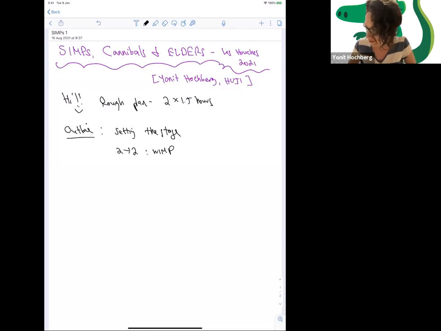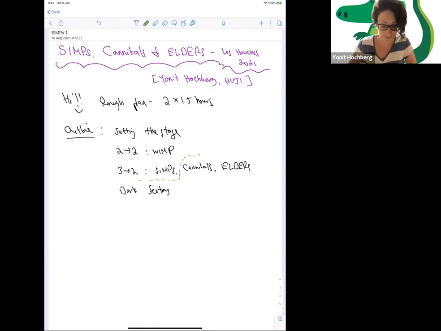And then we're going to move on to the main thing that we're going to be talking about, which are 3-2 processes. And here we're going to see SIMPs. We're also going to see cannibals. And we're going to see elastically decoupling relics, elders. Okay. And then towards the very end, we're going to move on to talk about dark sectors and how all of this picture sits together. Okay, so I anticipate that today we're probably going to get, I hope, towards SIMPs, and then we'll be talking about cannibals and elders and dark sectors tomorrow.